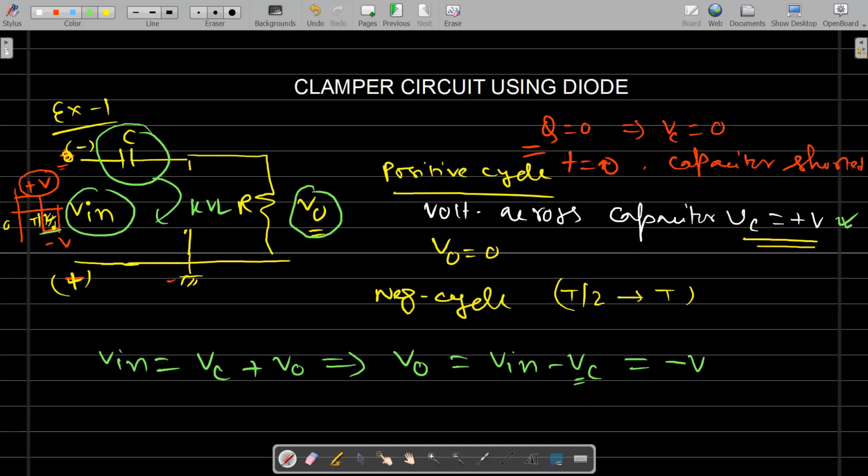It is already there from the positive cycle. We already decided that part. It is plus V. So the output we are getting is V0 equal to minus 2V. In the positive cycle we are getting output 0. In the negative cycle we are getting V0 equal to minus 2V. So let's plot the graph.